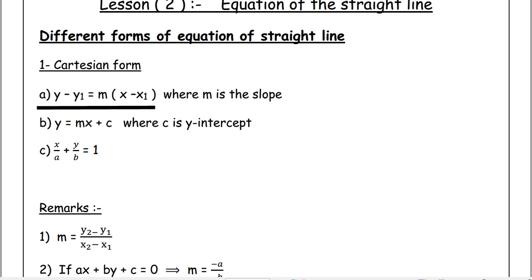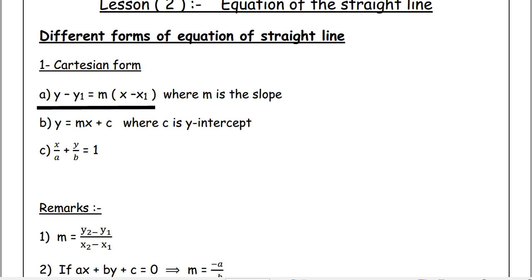So if I have a straight line, and we have the slope of it and a point that it passes through, how can we get the Cartesian form? The Cartesian form of this straight line is y minus y1 equals m times x minus x1. Then y equals mx plus c, where c is the intercept on the y-axis. And x over a plus y over b equals 1.